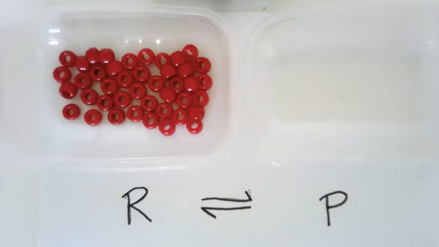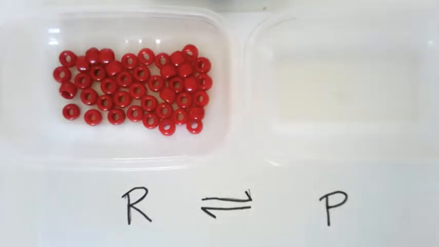The setup for today's experiment. Notice that on the right you have an empty cup labeled P, which would be for the products. And on the left you have a cup with 42 objects in it representing the reactants. It doesn't matter what objects you use, anything that you can find 42 of will do the job here.